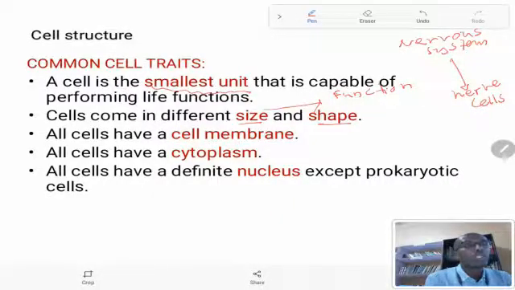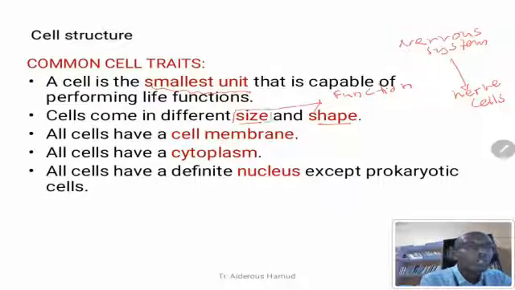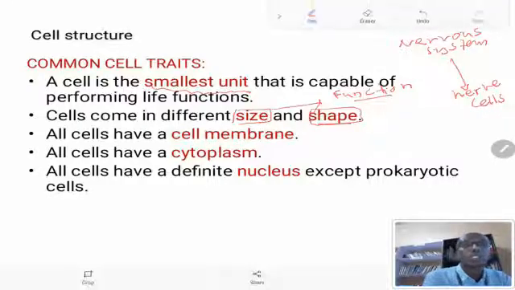Therefore, for example, nerve cells are larger than sperm cells. A nerve cell is larger than what? A sperm cell, not a reproductive cell, a sperm cell. So the size and the shape of the cell is determined by the function of the cell.